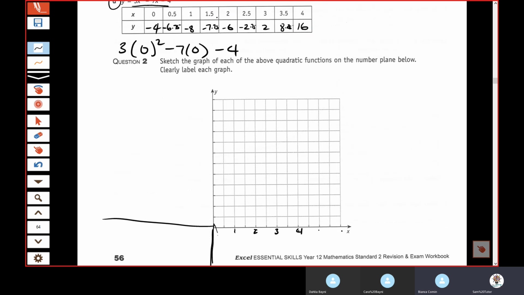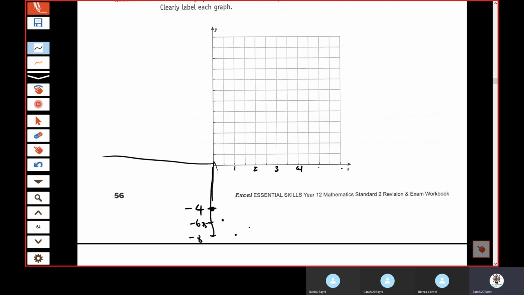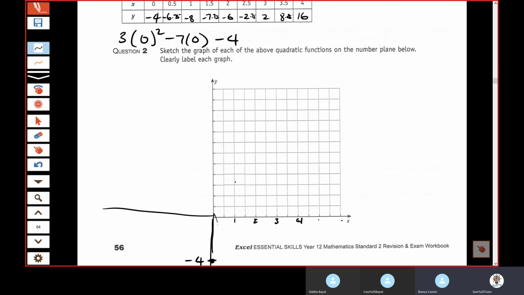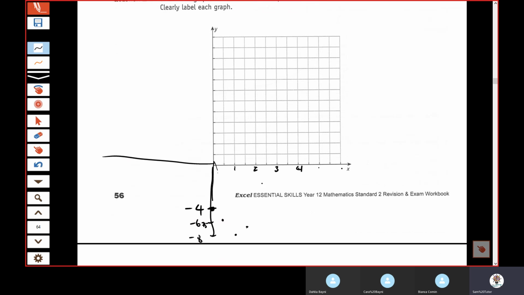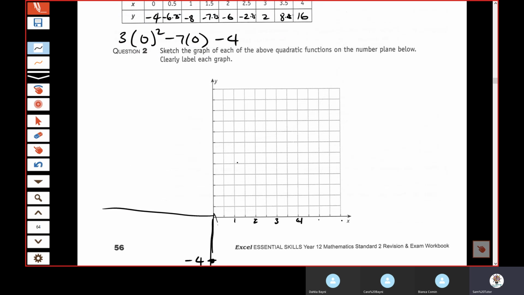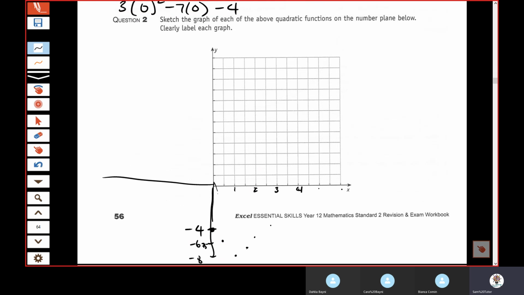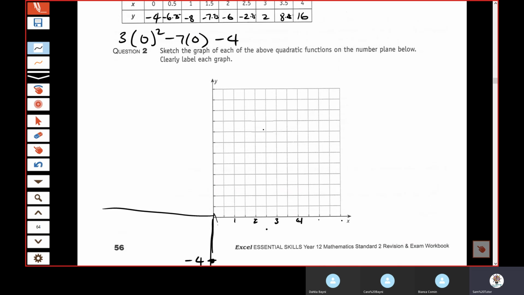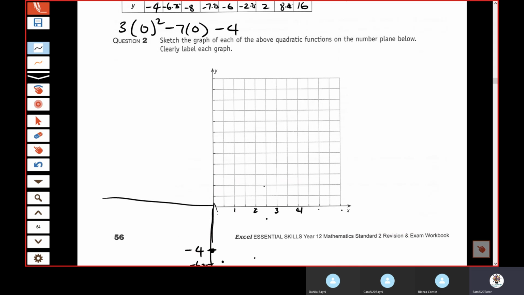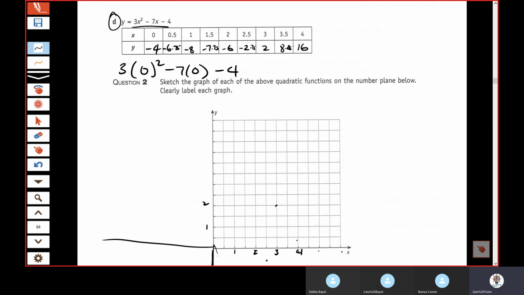Then at 1.5, it's actually higher. So it looks like we found our lowest point. Then at 2, it's -6, so somewhere here. At 2.5, it's -2, so somewhere here. At 3, it's +2. So if that's 1, that's 2. At 3, it's +2. At 3.5, it's 8.